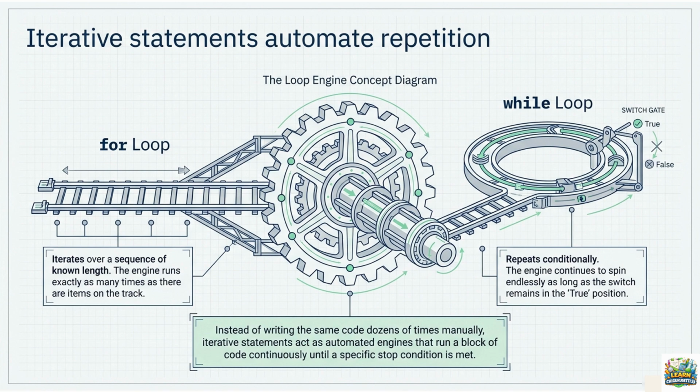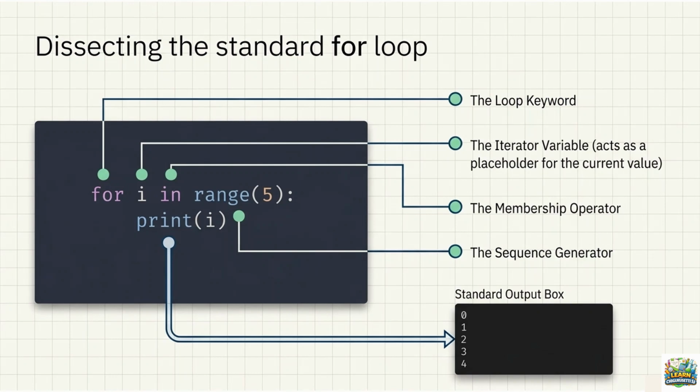Right. In this we have two types: for loop and while loop. A for loop iterates over a sequence of known length, meaning the engine runs exactly as many times as it should. But a while loop repeats conditionally. The engine continues to spin endlessly as long as the switch remains in the true position. Instead of writing the same code dozens of times manually, iterative statements act as automated engines that run a block of code continuously.